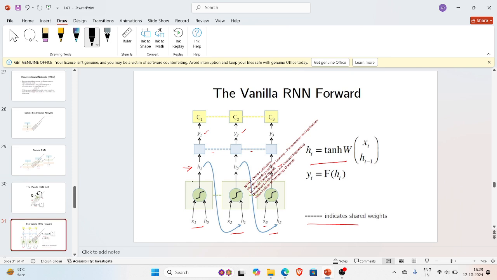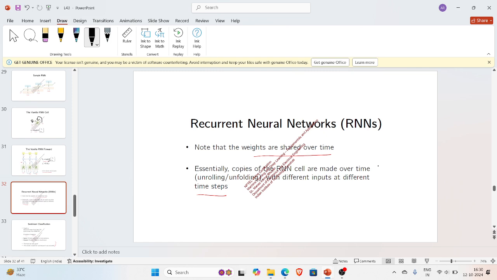So this is how you can see h1, h2, h3. It produces different y1, y2, y3. The tan hyperbolic is used as the non-linearity to produce another ht here. Very important, the weights are shared over time.